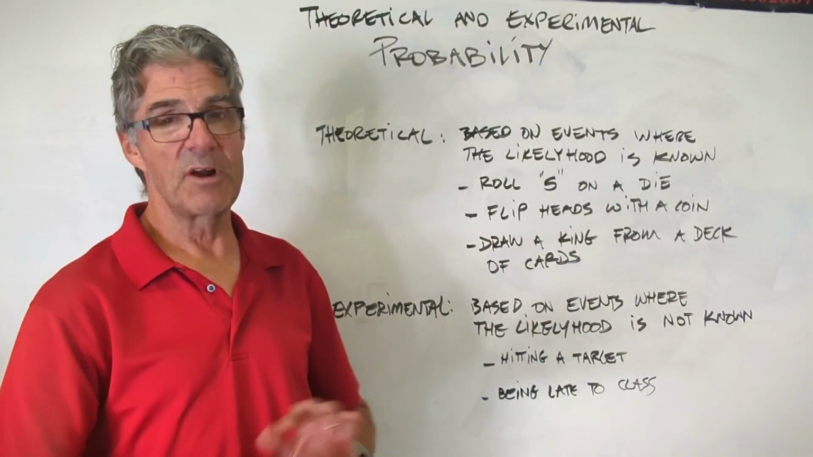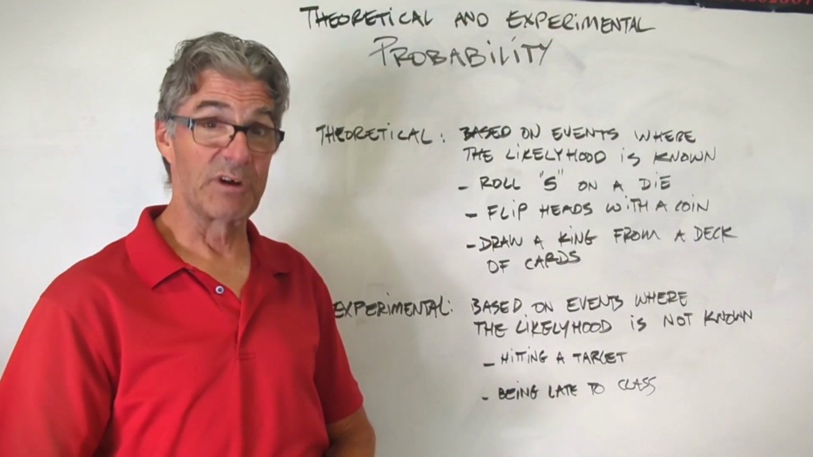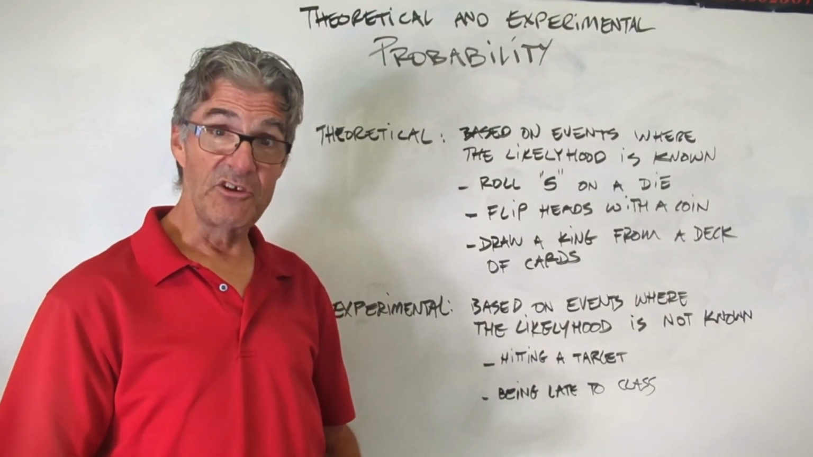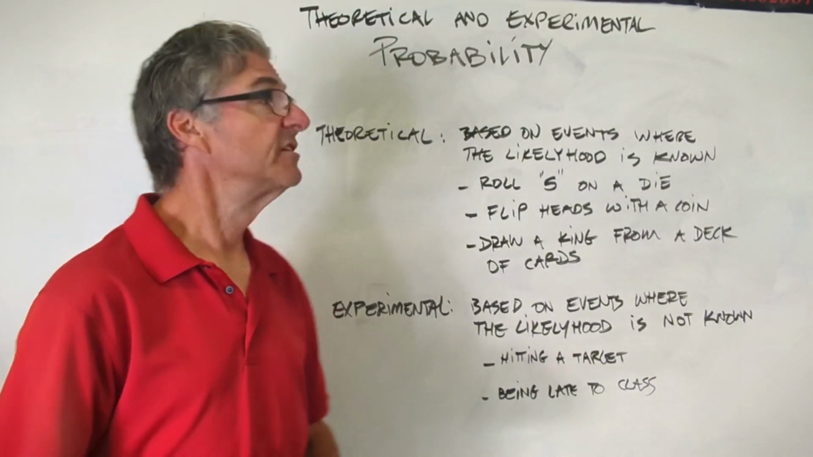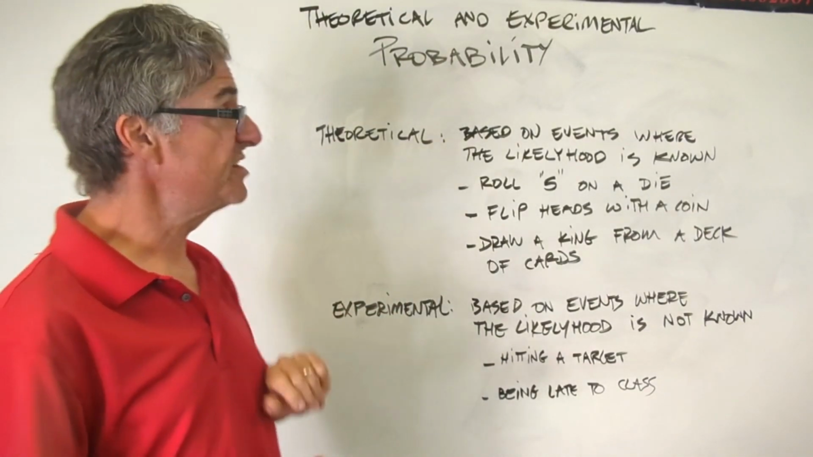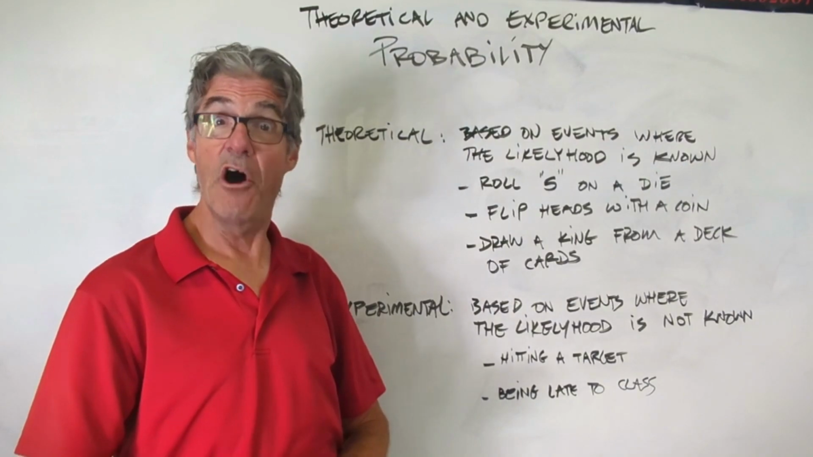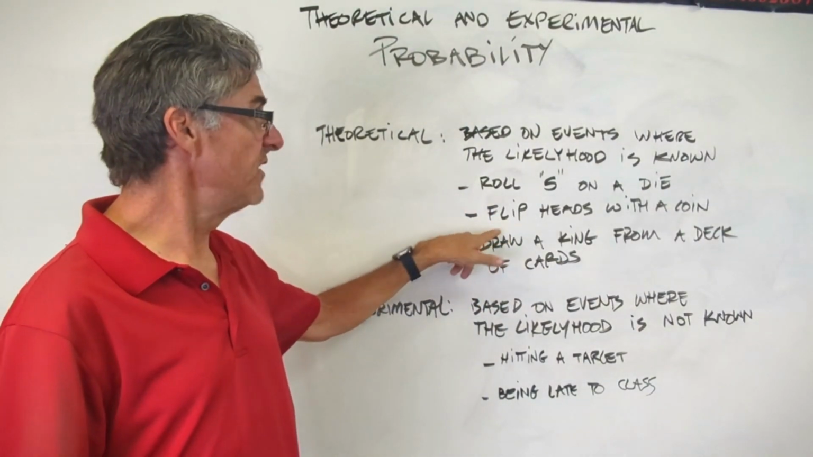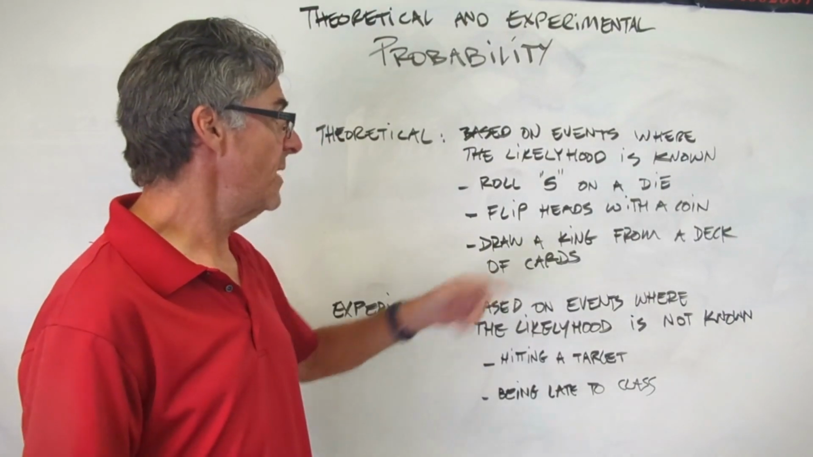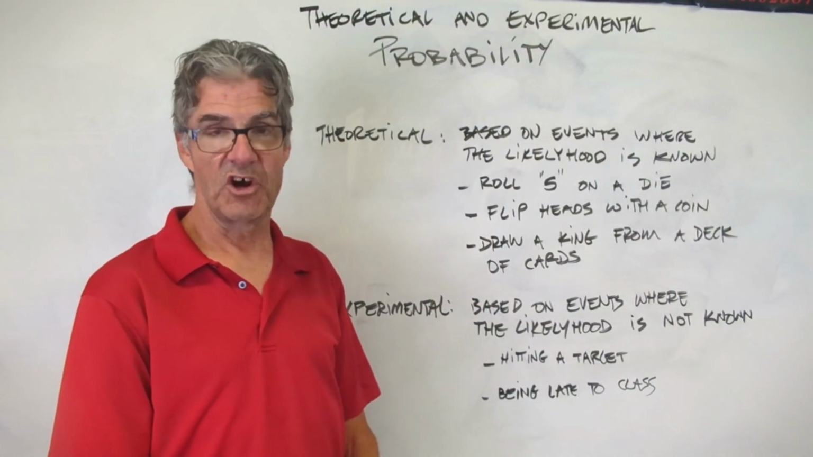So our chapter on probability is going to cover two kinds of probability. There's experimental and there's theoretical. So let's take a look at theoretical first. Theoretical probability is based on events where the likelihood is known. So this is things like roll a 5 on a die, flip heads with a coin, or perhaps draw a king from a deck of cards.